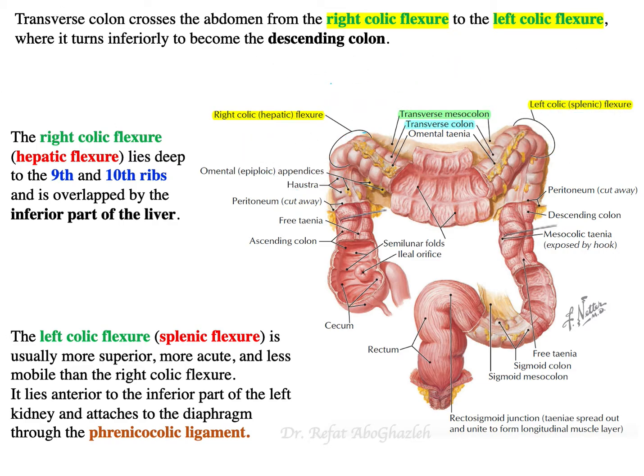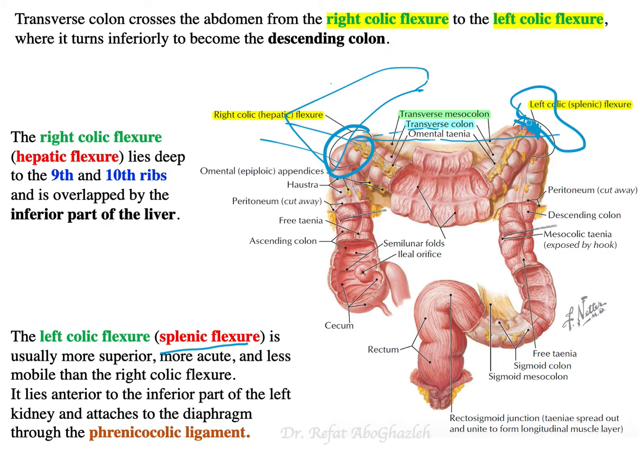Back again, the right colic flexure, or the hepatic flexure, lies against the 9th and 10th ribs, overlapped, as I mentioned, by the inferior part of the liver. The left colic flexure, the splenic flexure, is usually higher than the right, more acute and less mobile because it's fixed to the spleen, fixed to the pancreas, and, most importantly, to the diaphragm.